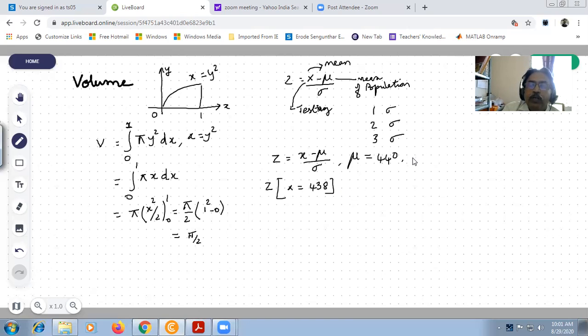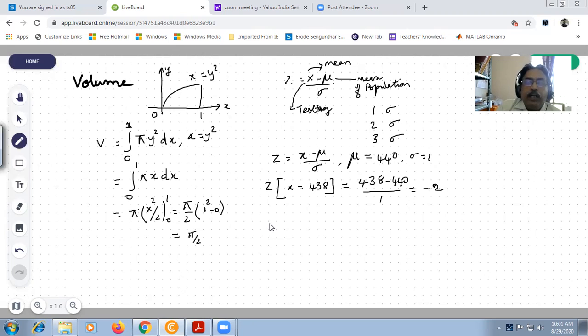Sigma is equal to 1. Sigma is the standard deviation. So we have 438 minus 440 by 1, which is equal to minus 2.